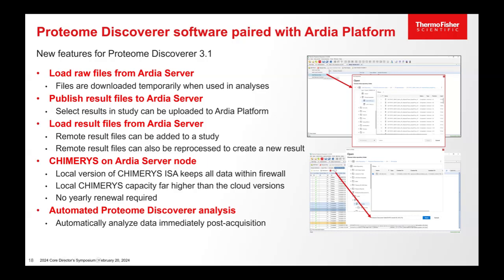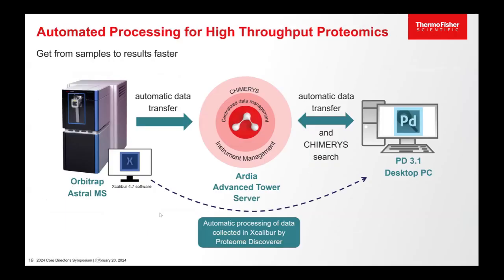There's also another button where you can upload your result files to the Ardia server. So if you want to share a result with a collaborator, you could copy the PD result file over and give them access to the PD viewer. But you could also just share it through Ardia server and, like OneDrive, send a link to it, and then they can open it up directly in Proteome Discoverer, that viewer, by using Add Remote Files. So the Chimerys and Ardia server I just mentioned, and then the automation I'll show in a bit. As I mentioned, the way the automation works, this is an Orbitrap Astral mass spectrometer. It could be any Thermo mass spectrometer. It doesn't have to just be the Astral, it's just an example.